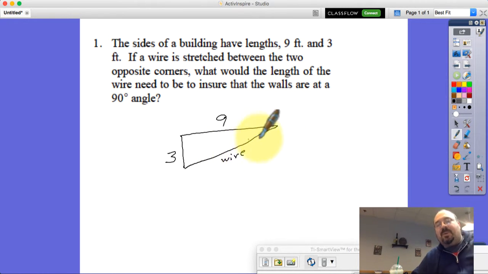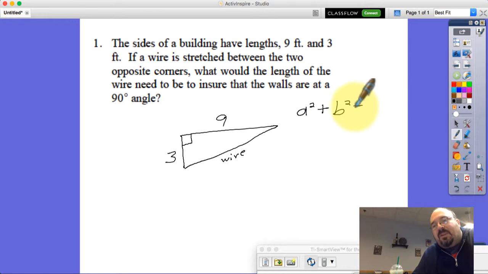So there's the wire. Okay. What would the length of the wire need to be to ensure the walls are at a 90-degree angle? So we want to know, how can we make sure that this will be a 90-degree angle? Well, anytime you have a triangle with a 90-degree angle, it should satisfy the Pythagorean theorem.